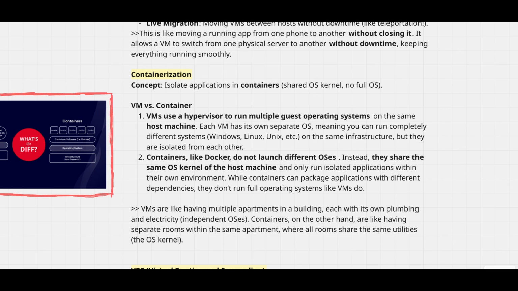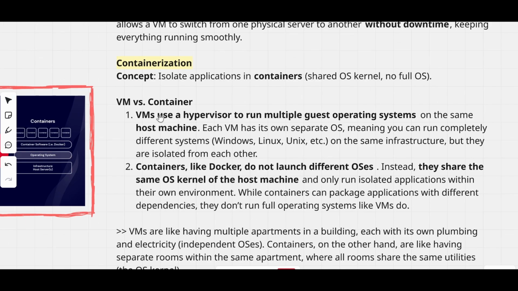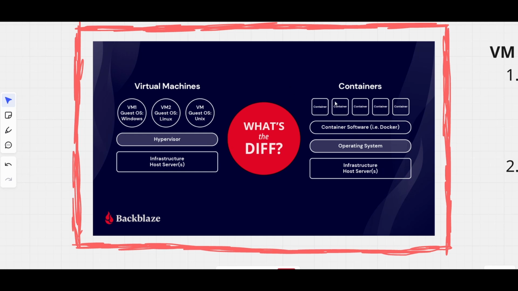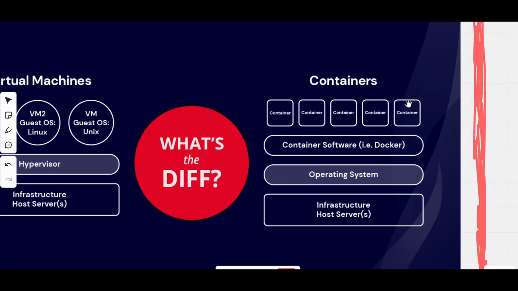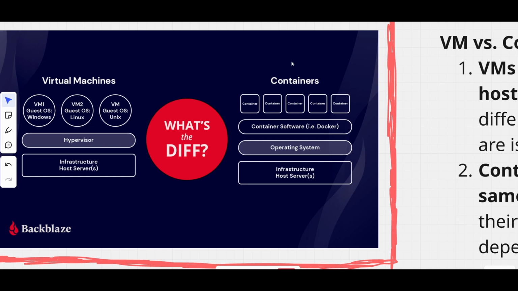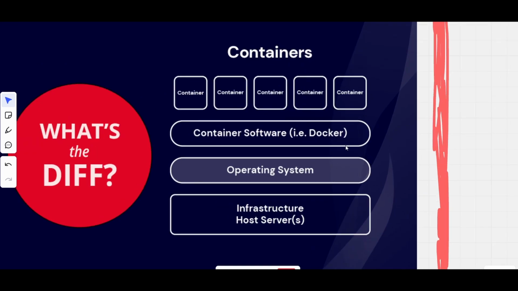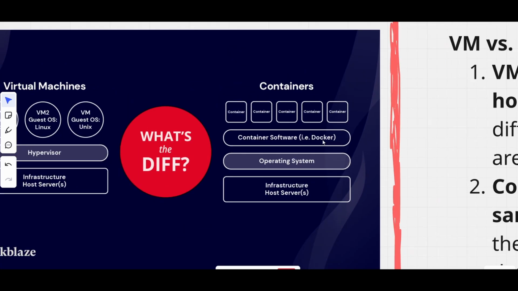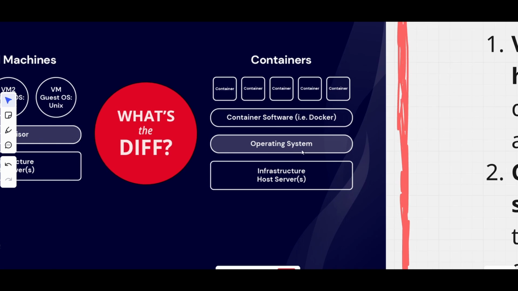Containerization concept: isolate applications in containers, sharing the operating system kernel, with no full operating system. So here is a quick comparison between containers and virtual machines. Containers, like you can see, there are multiple containers. Container software like Docker is not a complete operating system, just container software. The most famous one is Docker, actually. And you can see the operating system here.